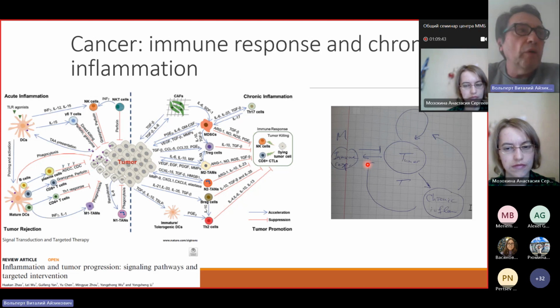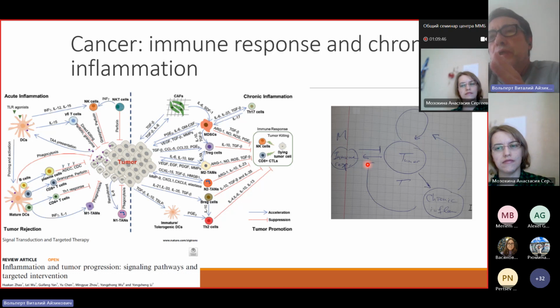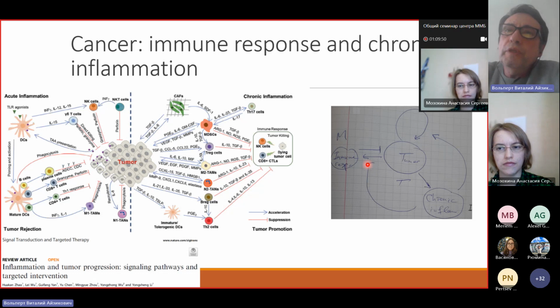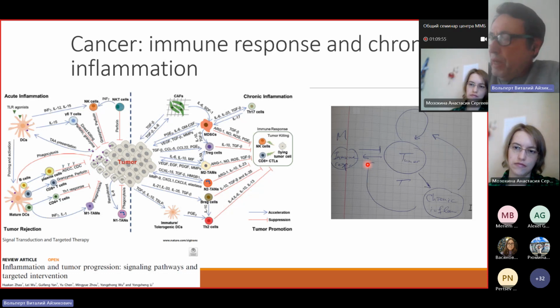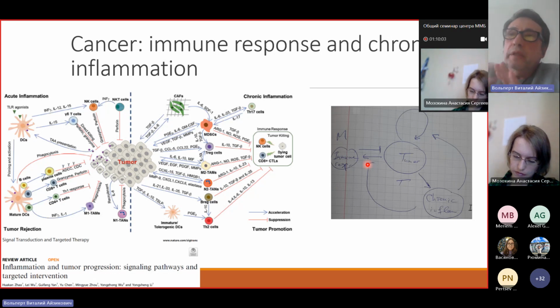So again, it is about the question of what is acute inflammation and what is chronic inflammation. I really think that we need to go into more detail on the cellular and molecular mechanisms of acute and chronic inflammation to understand the interaction between them.